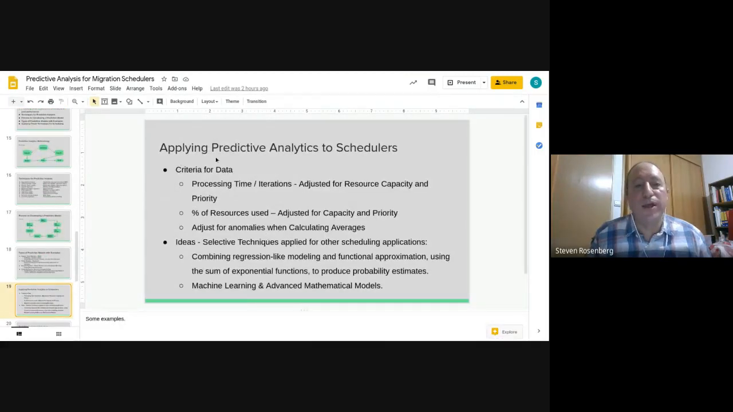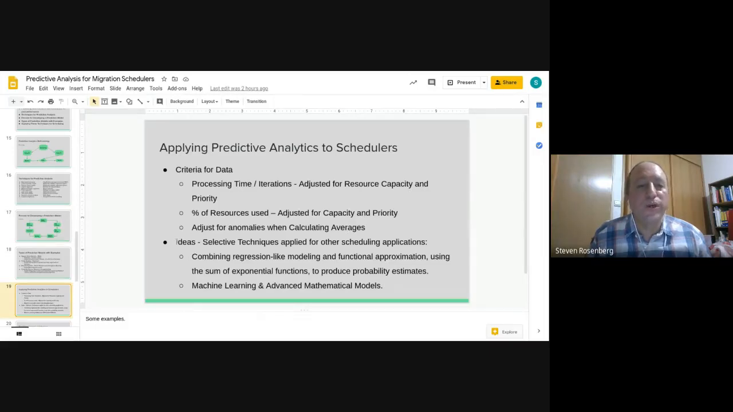So for applying predictive analytics to schedulers, we have certain criteria for the data that would be required. We would want to consider processing time and/or processing iterations, and that can be adjusted for resource capacity as well as priority. The percentage of resources used, and that could also be adjusted for capacity and priority. And to adjust for anomalies when calculating averages, which we'll discuss shortly.